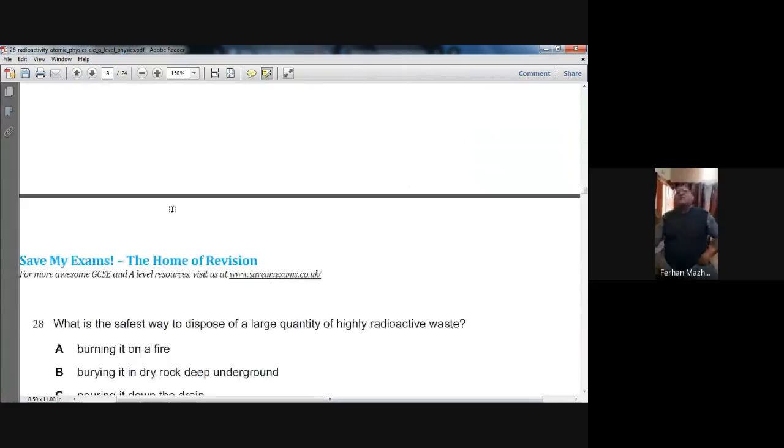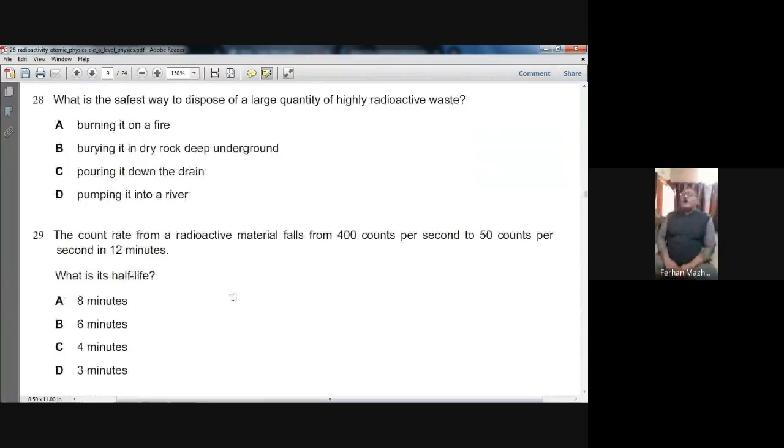Okay. What is the safest way to dispose of a large quantity of highly radioactive waste? Burning it on a fire? No. Burning can do no damage. Burying it in dry rocks deep underground, that is true. Pouring it down the drain, no, that's wrong. Pumping it into a river, that's totally wrong. So B is the right one. This is the way we make tunnels in the rocks and we bury the radioactive material there. So B is the right answer.